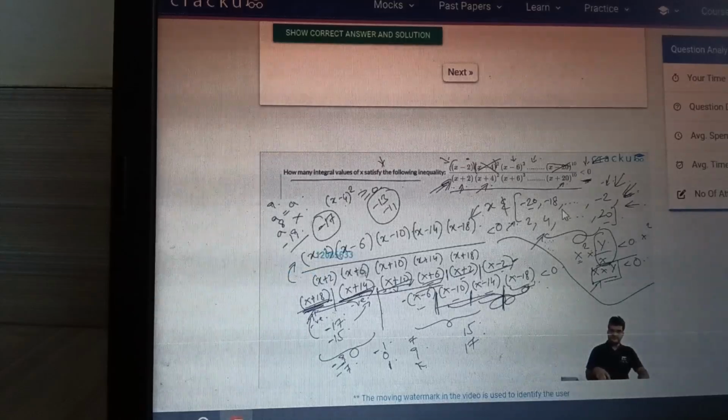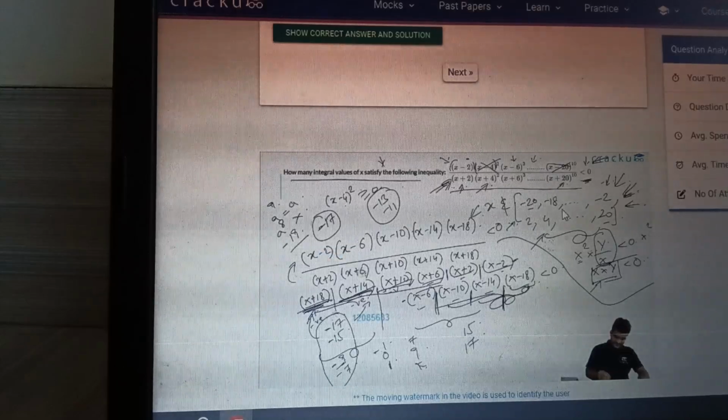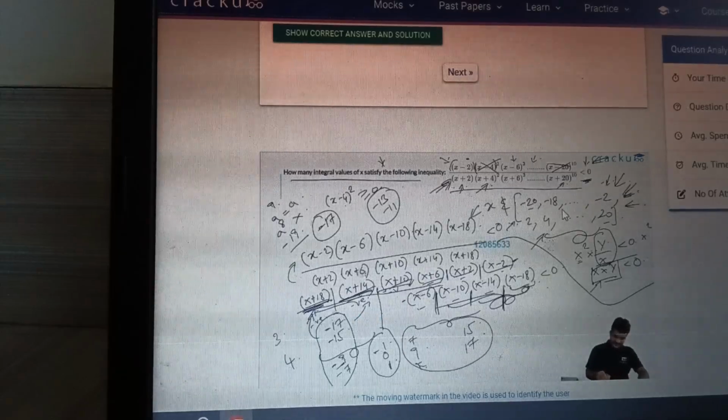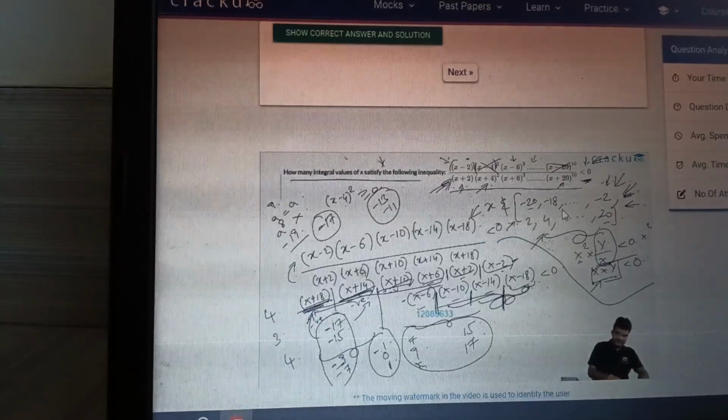So the only numbers which fit the given inequality will be minus 17, minus 15, minus 9 and minus 7, this is 4. Minus 1, 0 and 1, this is 3. 7, 9 and 15 and 17, so this is again another 4. So the total is 4 plus 3 plus 4, that is 11 numbers.